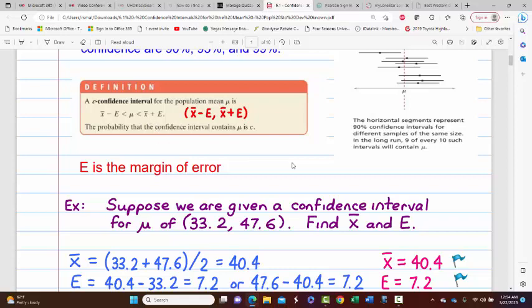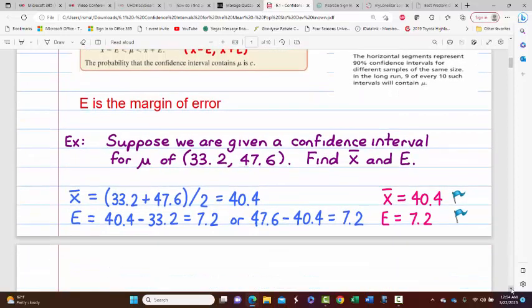Okay, E being once the margin of error. Now here's a question. What if they give us a confidence interval? Can we figure out from that information, given this interval, what the sample mean x bar is and the margin of error is? And the answer is yes, we can.